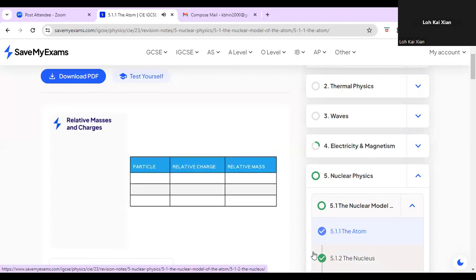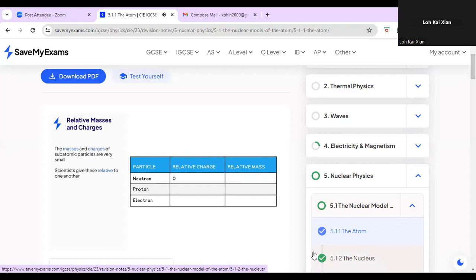Protons, neutrons, and electrons are all incredibly small. Their masses and charges are also very small. We describe the masses and charges relative to each other. That's to avoid writing 27 zeros each time if we were to use kilograms. You need to know the relative masses and charges for neutrons, protons, and electrons.